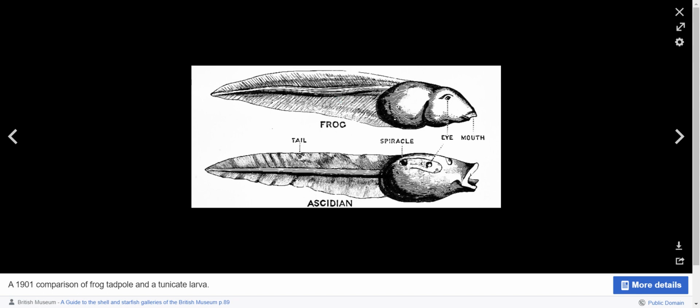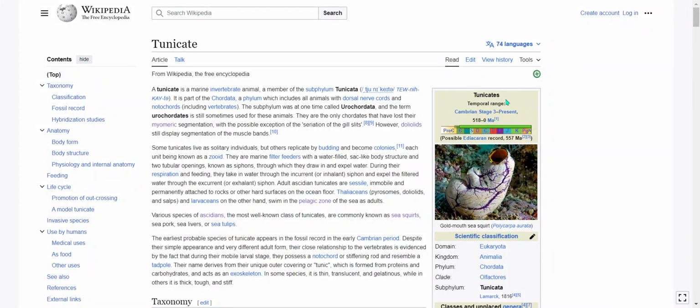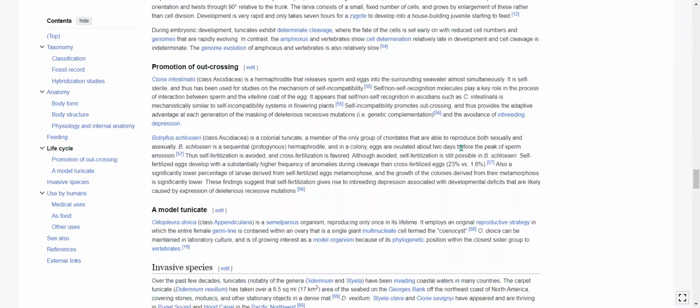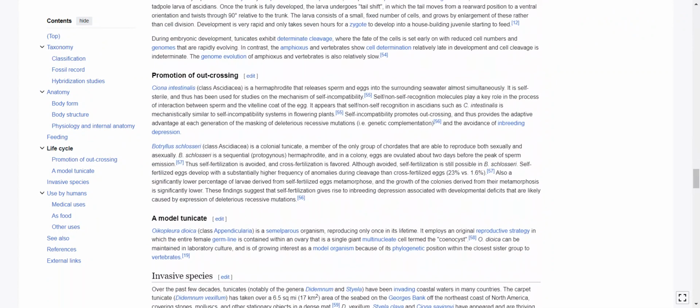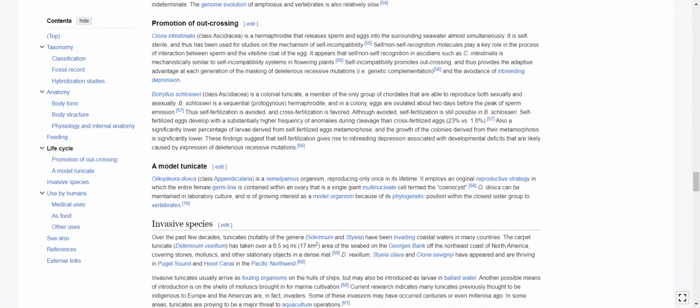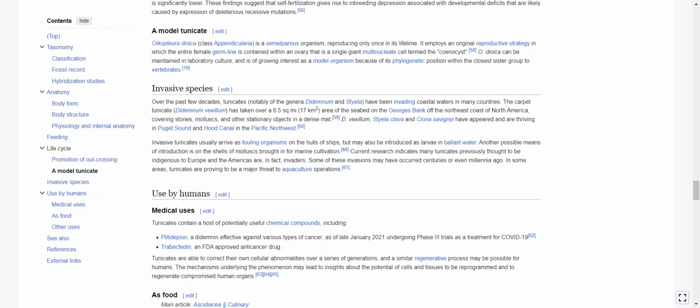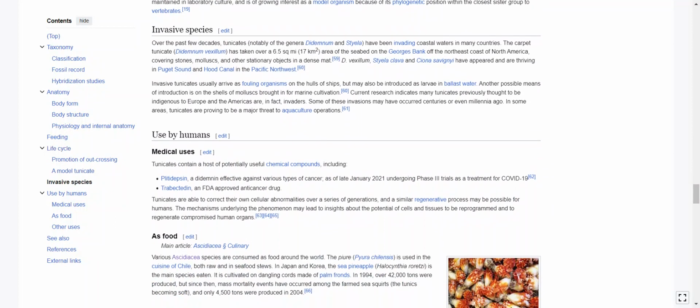Oh, so that's a frog, and here's the Ascidian. So they do kind of resemble the tadpole, quite effectively actually. Okay, we have to move. There's something on promotion of outcrossing. If that means something to you, great. A model tunicate, great. Invasive species.